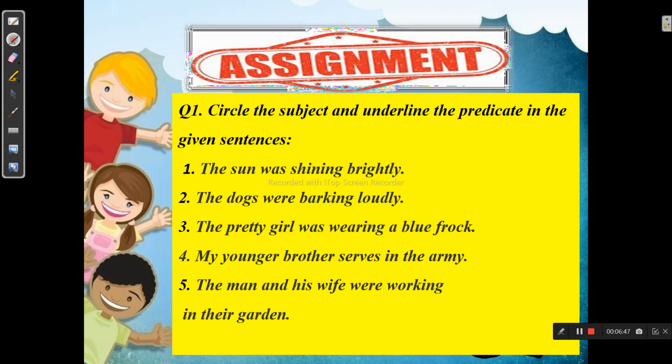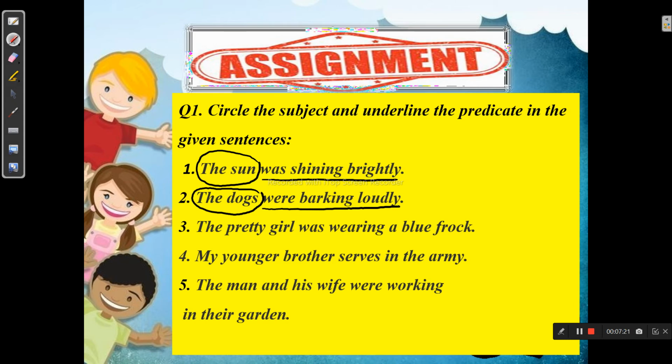So the sun was shining brightly. So whom we are talking about in the sentence? We are talking about the sun. So the sun becomes subject. And what was the action which was done by sun? It was shining brightly. So was shining brightly becomes predicate. Coming to second one, the dogs were barking loudly. So who were barking loudly? The dogs. So the dogs become subject. Were barking loudly is predicate.